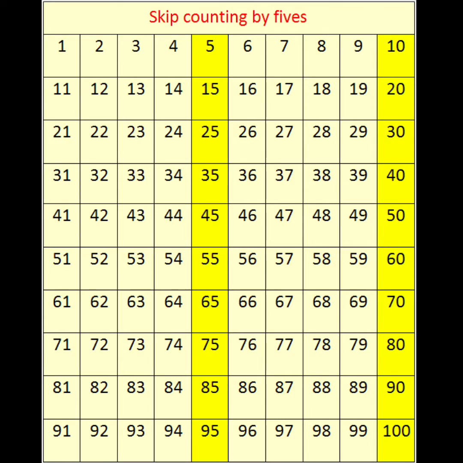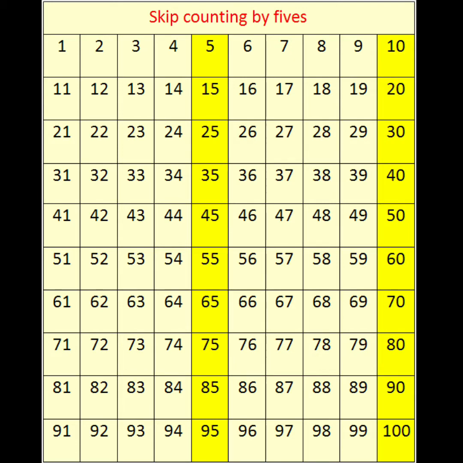90, 95, 100. Okay, let's do that one more time, counting by 5s. Try and follow and do it with us if you can. 5, 10, 15, 20, 25, 30, 35, 40, 45, 50, 55, 60, 65, 70, 75, 80, 85, 90, 95, 100.